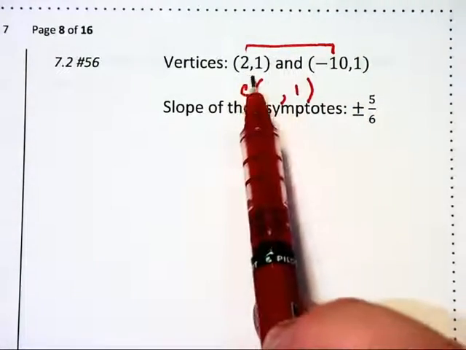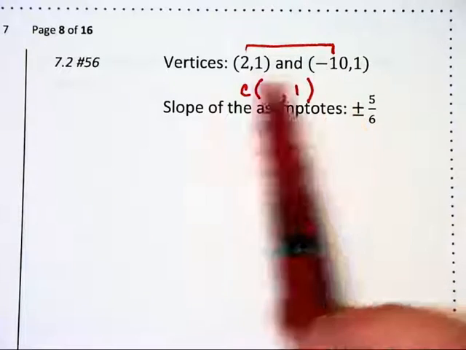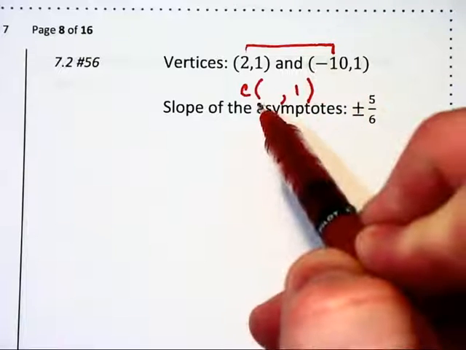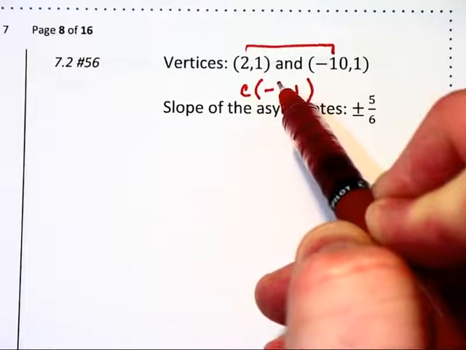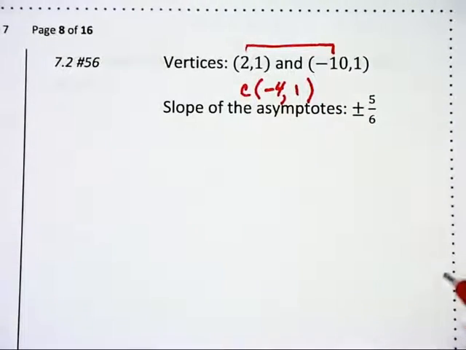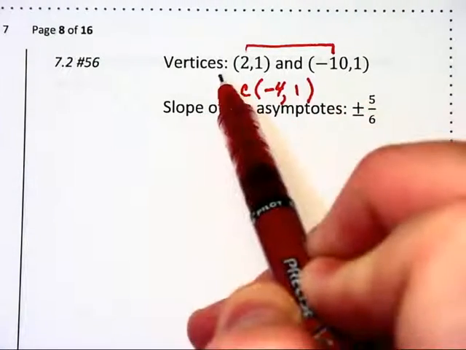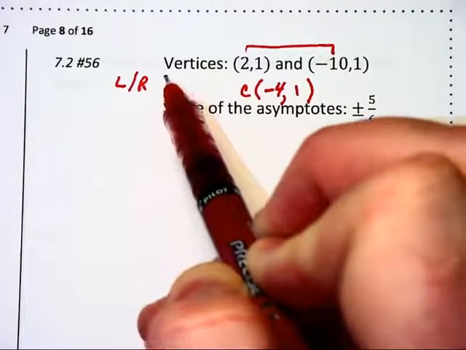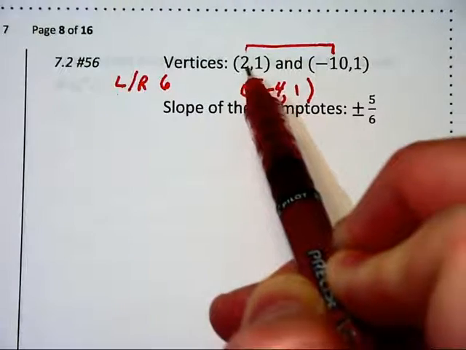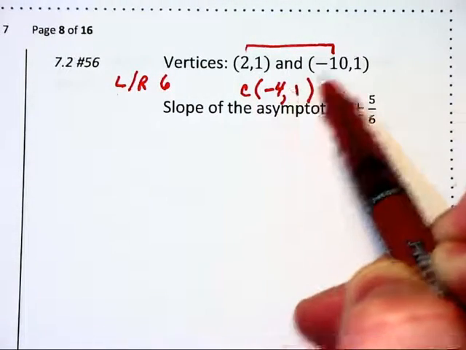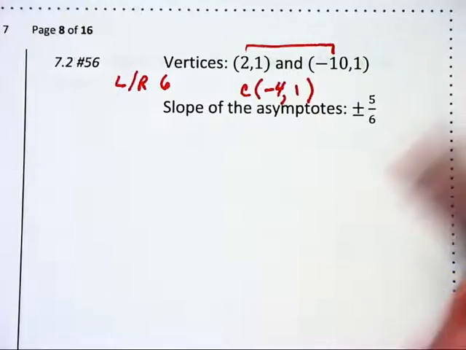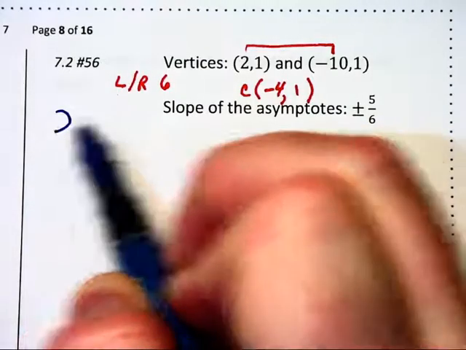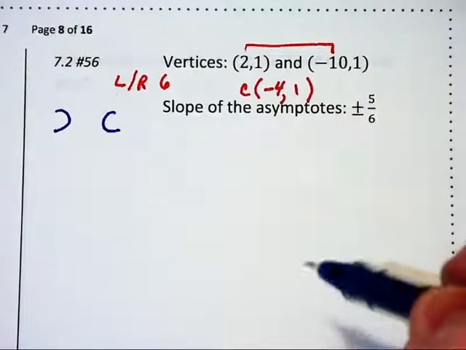And to find the midpoint between 2 and negative 10, we can add them up and divide by 2. 2 plus negative 10 is negative 8, divided by 2 is negative 4. So the center is at negative 4. We can also determine that to go from the vertices to the center, or from the center to the vertices, we are moving left and right 6 units. Negative 4 is 6 away from 2, and negative 4 is 6 away from negative 10. So we know that this hyperbola is opening left and right, centered at negative 4, 1.